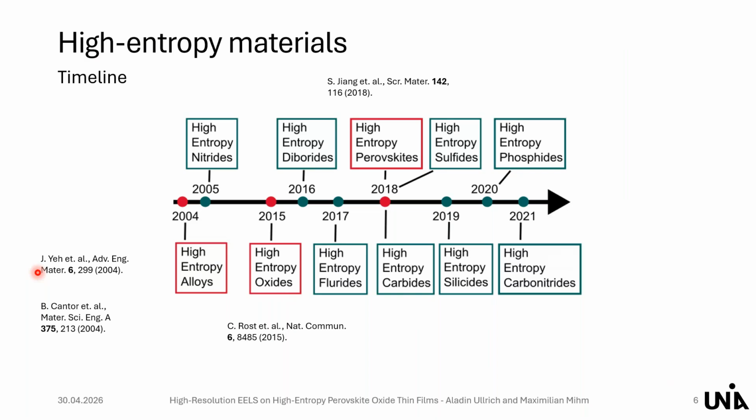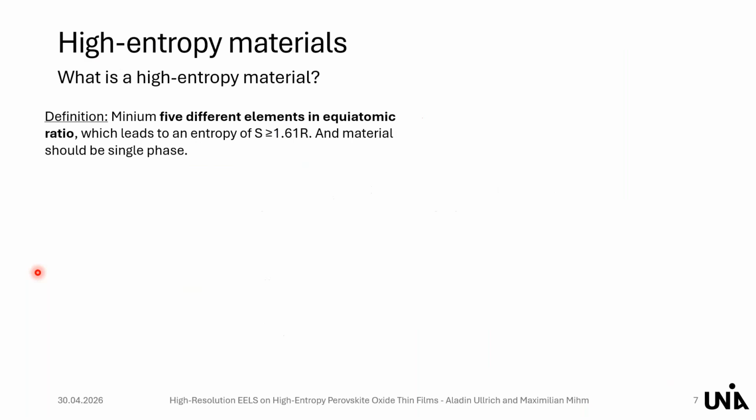So what is the definition of a high entropy material? A high entropy material is a material with minimum 5 different elements in equiatomic ratio, which leads to an entropy of equal or greater than 1.61 times the gas constant. And also the material should be single phase.